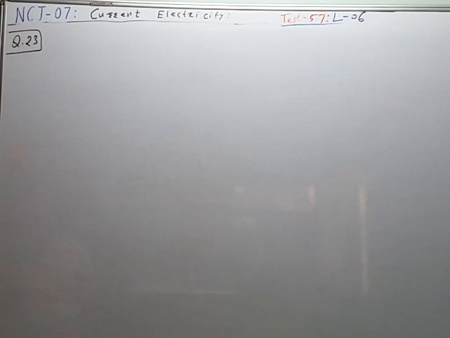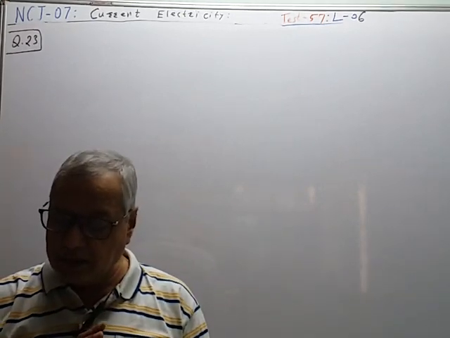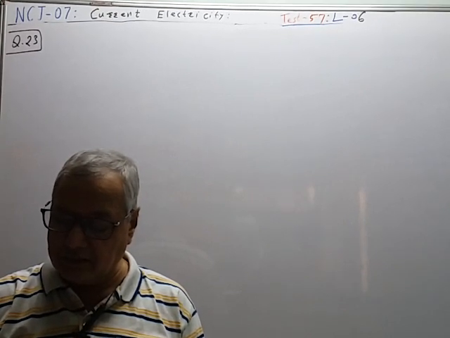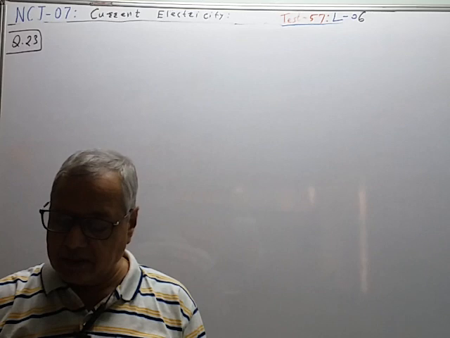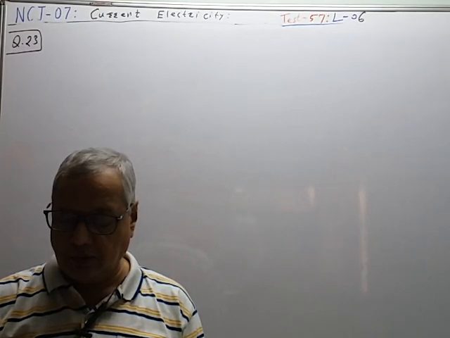Next, question number 23. When a metal conductor connected to the left gap of a meter bridge is heated, the balance point shifts towards right, shifts towards left, remains unchanged, remains at 0.